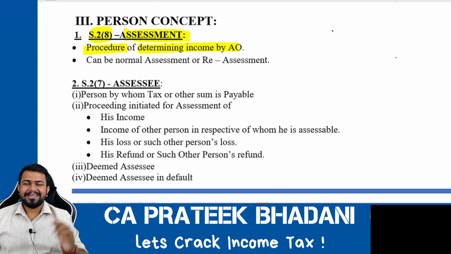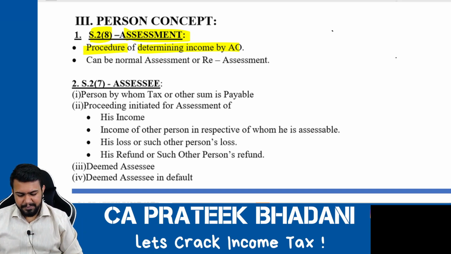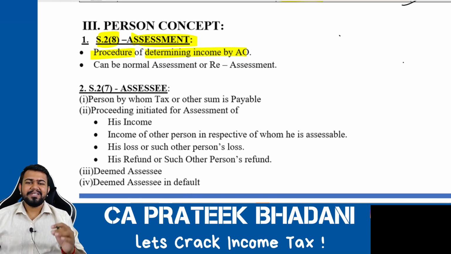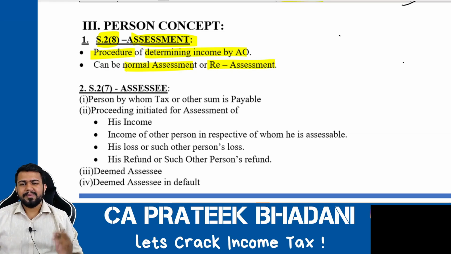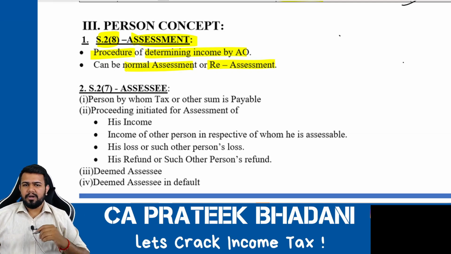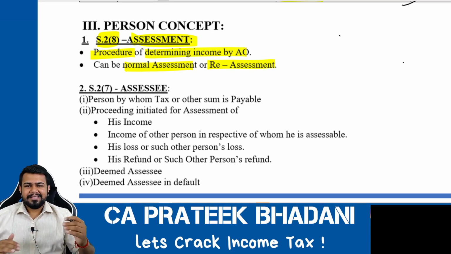Okay, assessment is done in the assessment year. Income is earned in the previous year. Are you able to link with the year concept? Okay, so assessment is done in which year? Assessment year. Now assessment can be of two types. It can be normal assessment or reassessment. Normal assessment means what? When the assessing officer does the assessment for the first time, it is called normal assessment. Then what is reassessment? As the word suggests, when assessment has already been done, when the assessing officer comes once again and starts reassessing the income, it is called reassessment.